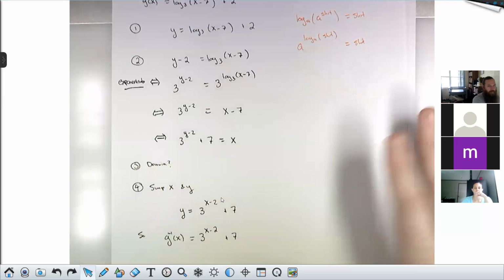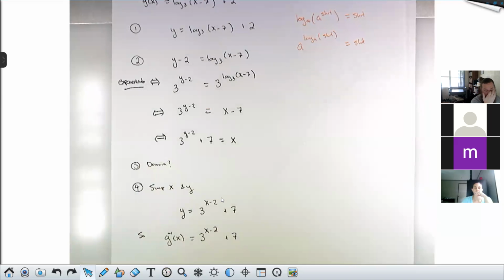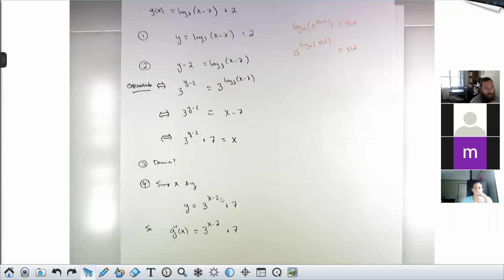And again, kind of compare the pieces here to the pieces of the original. And kind of see where things go and where they are, right? This function was a logarithm function, and it was a base 3 logarithm function. So its inverse should be an exponential function, and it should be a base 3 exponential function, and it is.